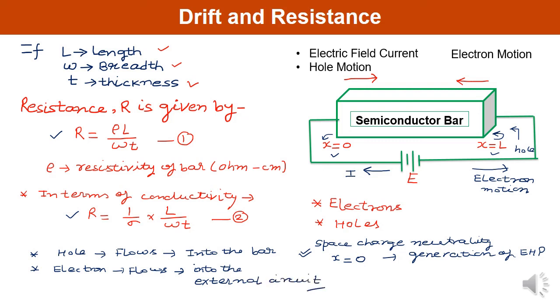This is how you can explain the concept of drift and you can calculate the resistance. You must remember a few things. You have to explain the concept, how the electron is moving, how the hole is moving, what is the direction of the net electric field, what is the direction of the net current as well, and how this electron hole recombination takes place. And the very important thing is, during this whole process the space charge neutrality is to be maintained.